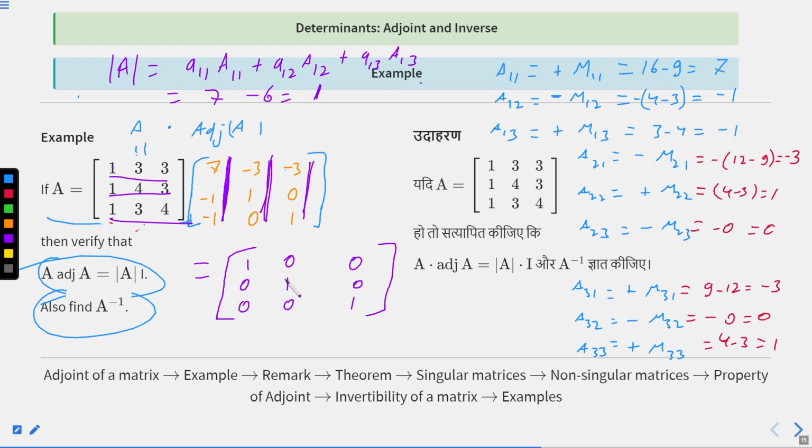Okay, 1. As you can see, this is what, determinant A. This matrix is what? Identity matrix, yes. And identity matrix, I can rewrite it as 1 multiplied with identity matrix, yes, and 1 is just nothing but determinant of A. So it is written like this: determinant of A multiplied with identity matrix. So we have verified that it is true. Now we'll find A inverse.